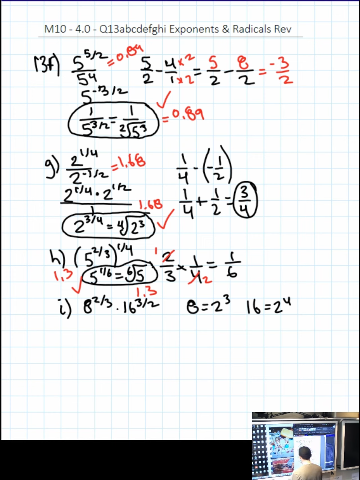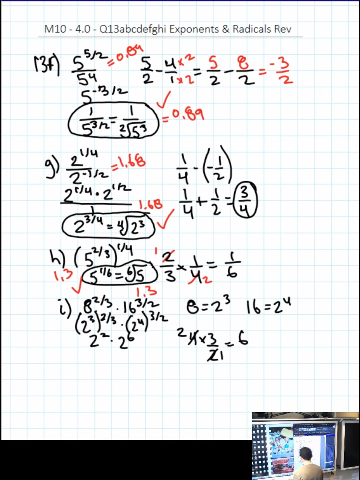We have to get the same base. So I can take the 8 and replace it with 2 cubed to the 2 over 3, times 2 to the 4 to the 3 over 2. I can then multiply my fractions. 3 times 2 over 3: 3 divided by 3 is 1, times 2 is 2, so we get 2 squared. And 4 times 3 over 2, I'll do that one off to the right. We can cross cancel, dividing the top and bottom by 2, and we're just left with 6, which is times 2 to the 6.